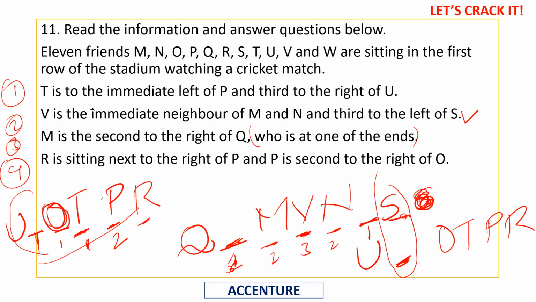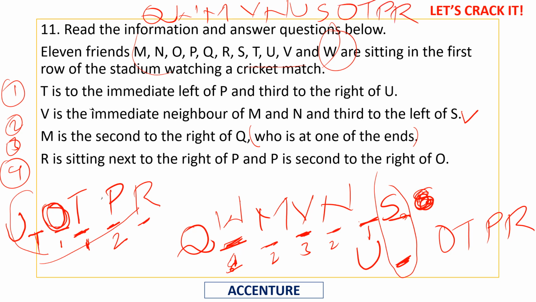So now I got the entire arrangement except this one place. Which of the following letters is missing? If we see this, W is missing, right? So we can simply insert W here. So the final answer is Q, W, M, V, N, S, U, O, T, P, R. So just with this relationship, you can blindly mark all 4 questions, whatever the 4 questions coming now.